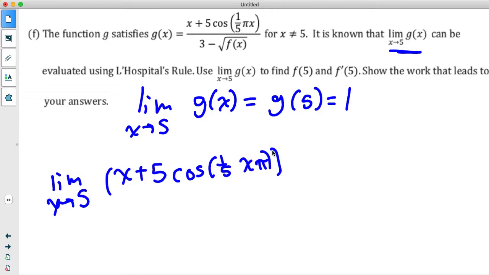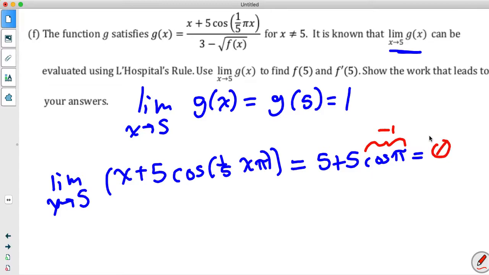So if I plug 5 in here, we know it's continuous, so we can plug 5 in. This means if we plug 5 in, we have 5 plus 5 cosine of, now if we plug 5 in for x, 1/5 times 5 is just 1, so that's going to be cosine of pi. Cosine of pi just gives us -1. So we're left with 5 minus 5, which is 0.